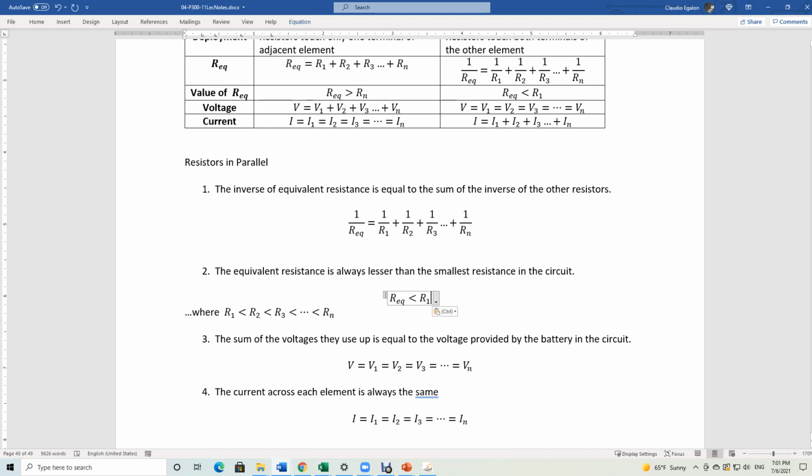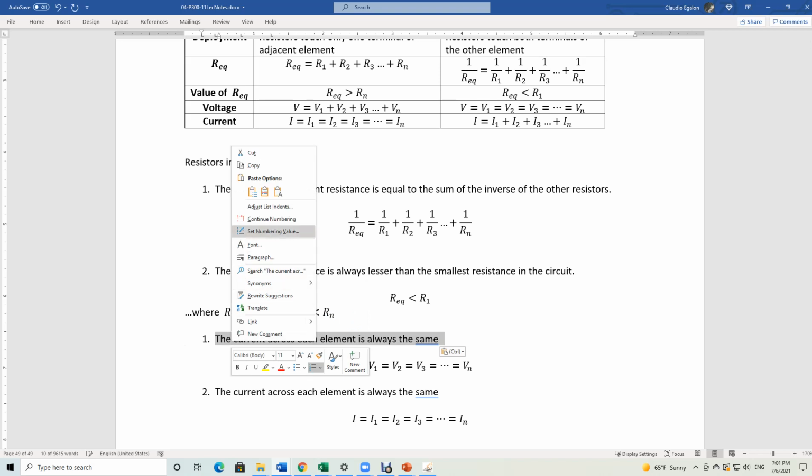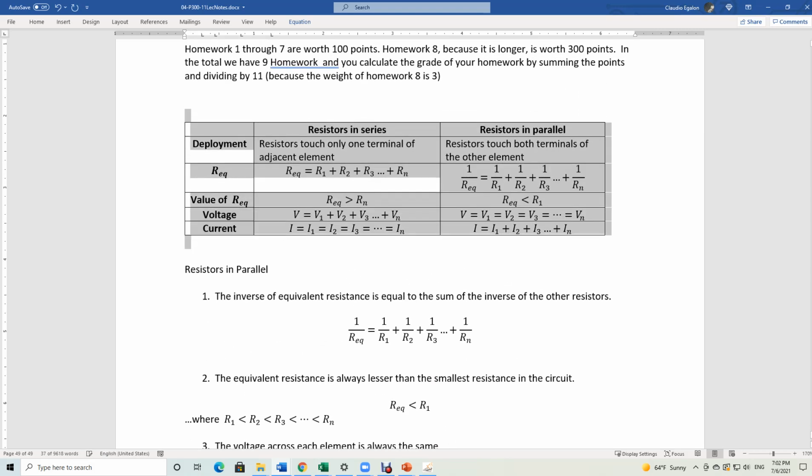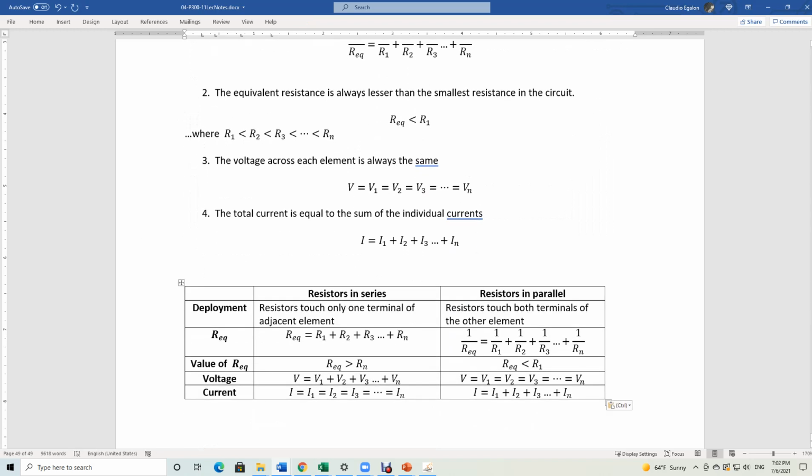Let's put it this way: the voltage across each element is always the same. The net current, the total current, is equal to the sum of the individual currents. So the table here summarizes it in a better way for memorizing it.